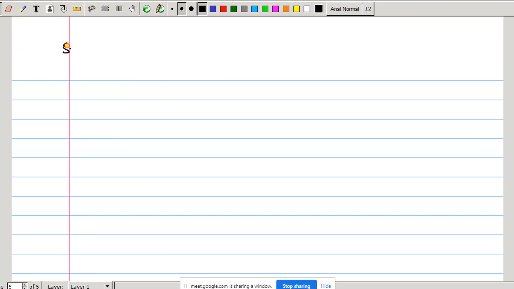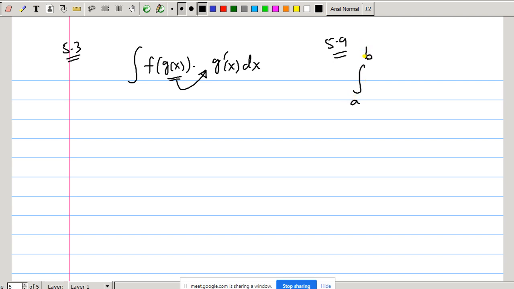5.3, one question from here as well. It is a substitution. 1.3 plus 1.9 both. 5.3 and 5.9. Sometimes you have a function and inside you have another function, but inside function has the derivative there with dx. And in 5.9 we have the same thing but with the limits a to b, f of g of x, g prime of x dx.